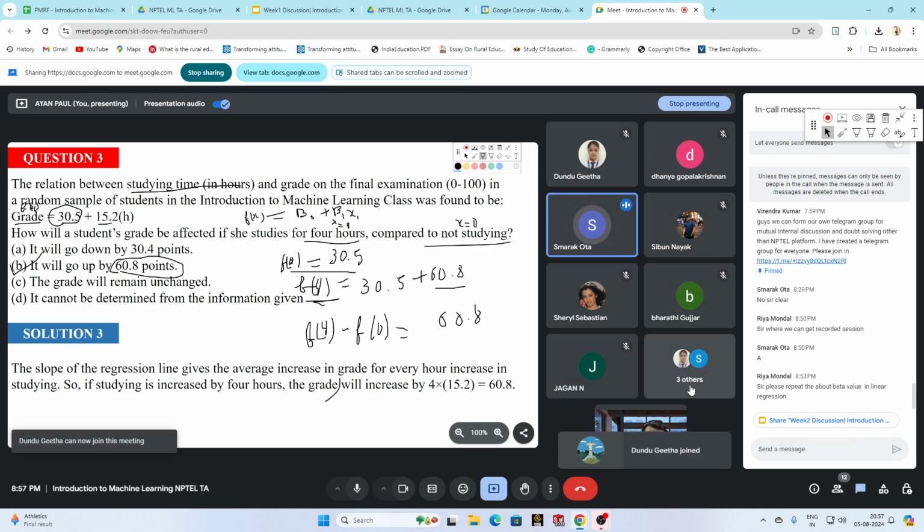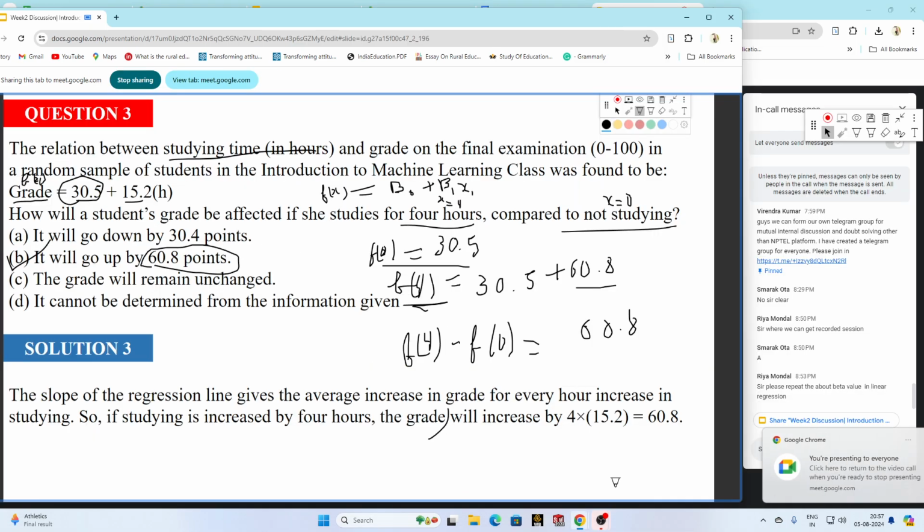Sir, if someone studies for 5 hours, then will this model become invalid? Yes, it will exceed 100. If x equals 5 and you put 15.2 into 5, yes, I got what you are asking. It is true, because the range given is 0 to 100 only. Yes, sir, that is why.